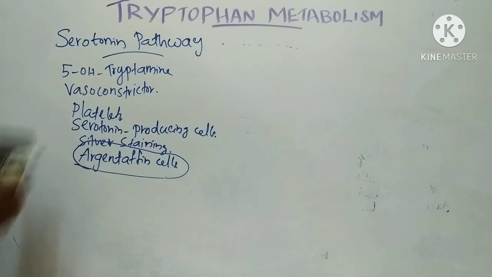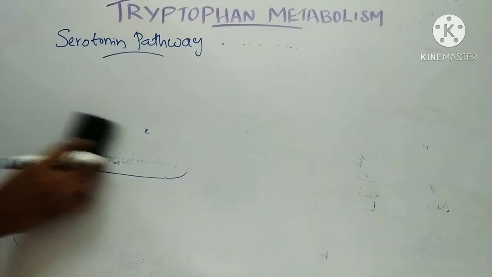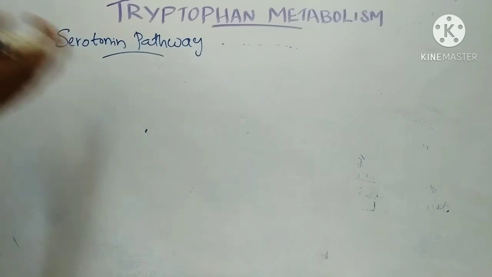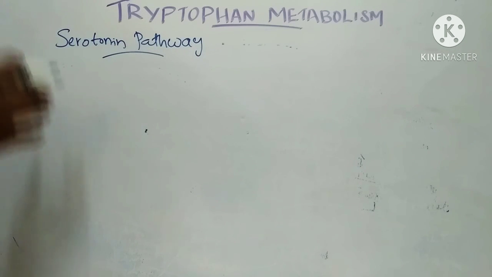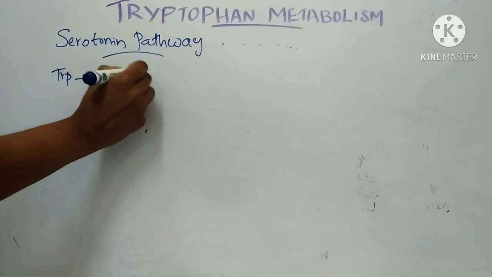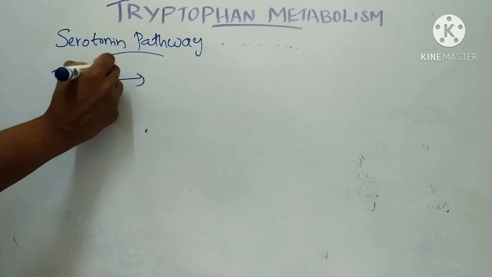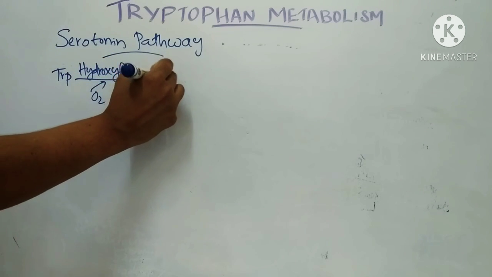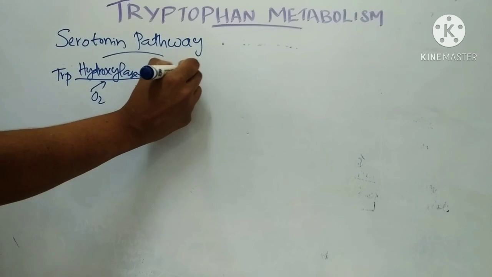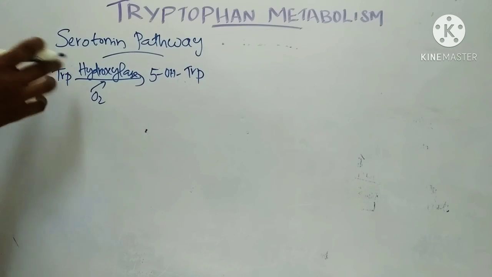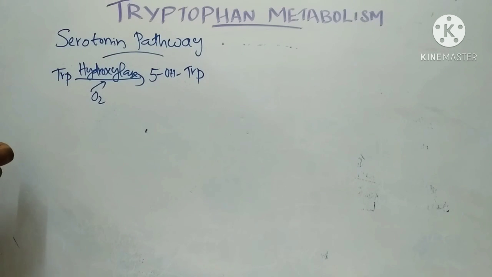So let's see the synthesis of serotonin. First step is this tryptophan is first hydroxylated by the enzyme hydroxylase and it forms 5-hydroxytryptophan. This reaction is analogous to conversion of phenylalanine to tyrosine.